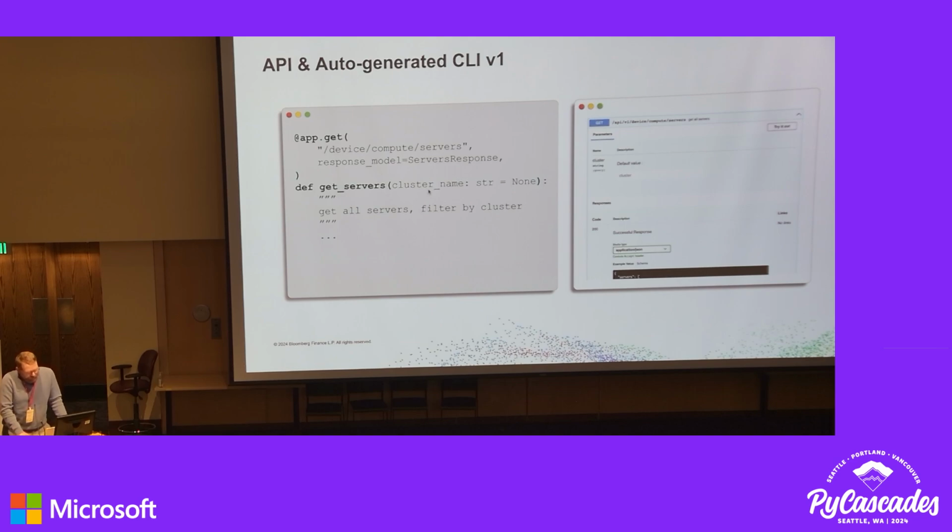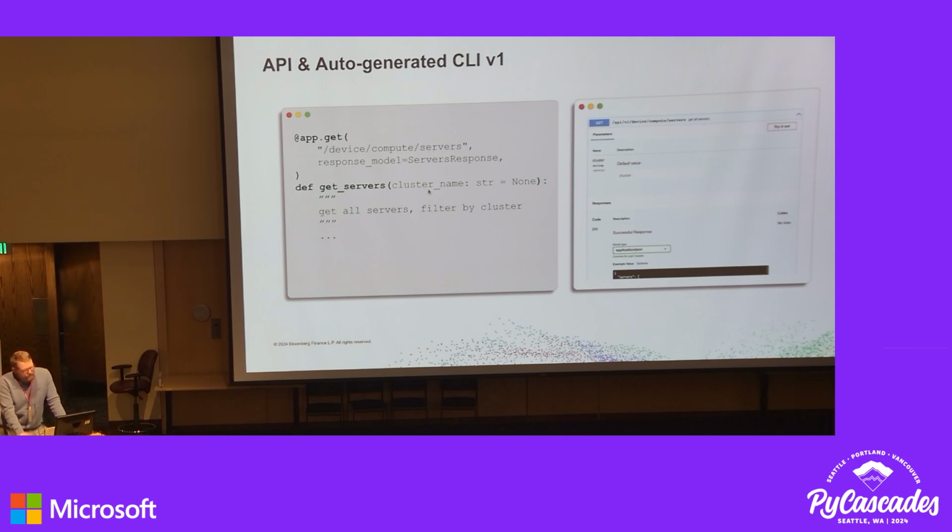So here's a sample API endpoint that's used to list all the servers the API knows about. It uses a get method. Its path is /device/compute/servers. It takes an optional cluster name query parameter to filter results by cluster, and it responds with a JSON blob containing a list of found servers.